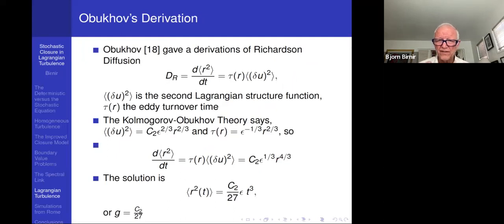Now, Obukhov actually gave a derivation of Richardson diffusion. He used the Kolmogorov-Obukhov theory to derive it. Here, he basically said that the diffusion constant ought to be proportional to the second Lagrangian structure function. And the Kolmogorov theory then says that goes as the separation r to the power 2/3. So you can write down a differential equation. The diffusion coefficient is proportional to the second structure function and the eddy turnover time. When you plug that into the differential equation and solve it, you get exactly the Richardson diffusion. So it results from the Kolmogorov-Obukhov theory, if you will.